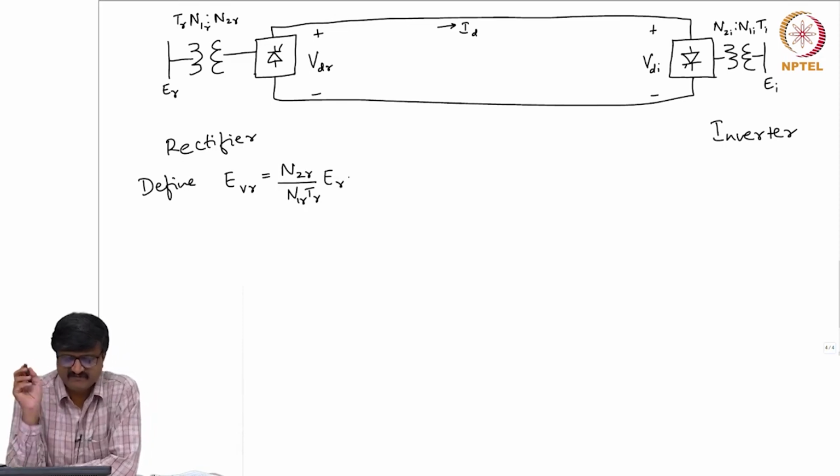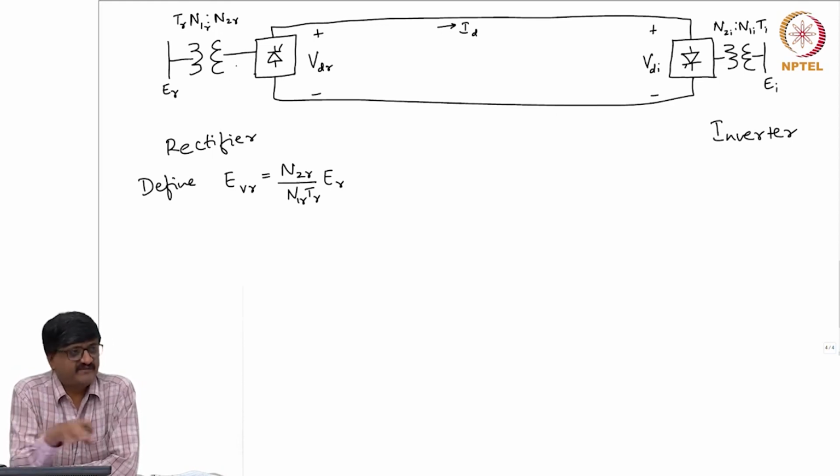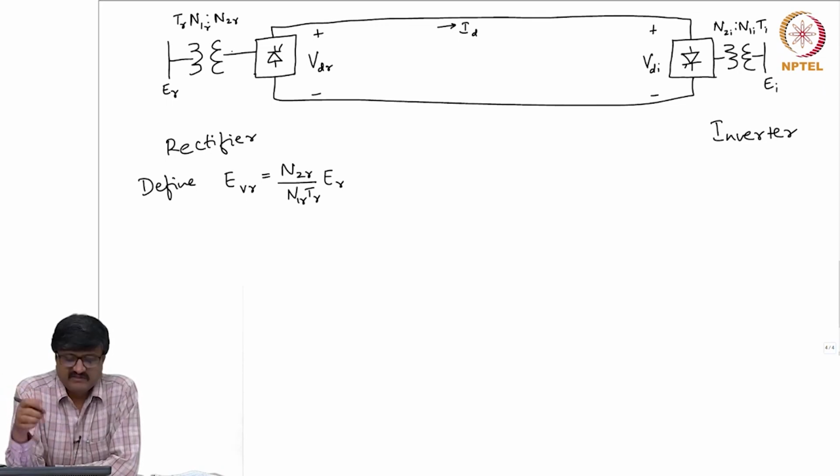Now, what is the purpose of this definition? See, if you look at the transformer on the rectifier side, the voltage that you get on the other side of the transformer, if on one side the voltage is ER, the other side is N2R by TR N1R times ER. Now, I will not show that as the voltage at this point because the transformer is not an ideal transformer, it is this ideal transformer plus a leakage reactance. Okay. So, I cannot show this voltage EVR in the figure.